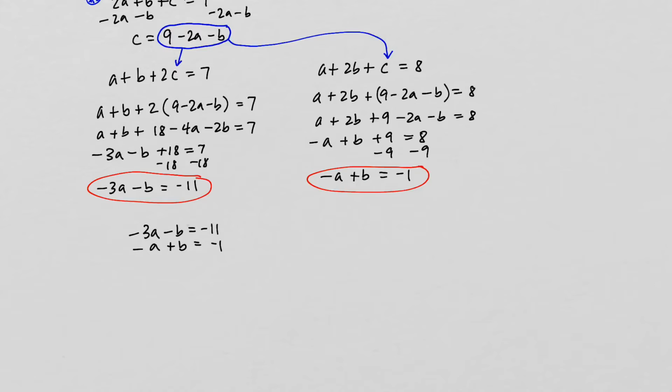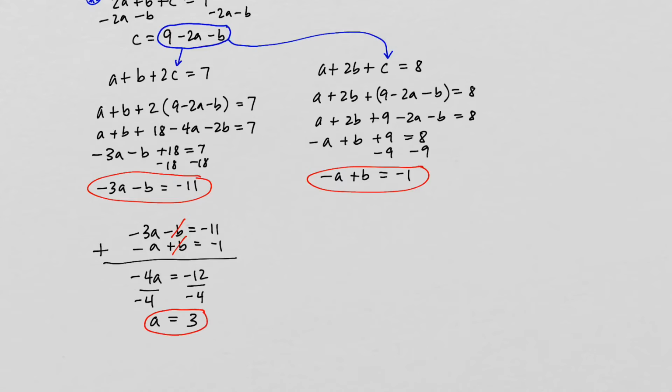Now, I'm not going to continue to use substitution here. I could, but look what we have here. We have a bit of a gift. If we add these together, we can see that the negative b and the positive b will cancel out. And that will give us negative 4a equals negative 12. And dividing by negative 4, we get a is equal to 3.